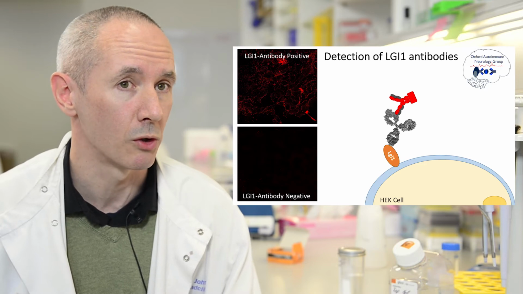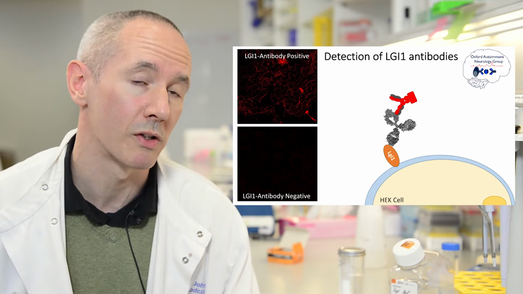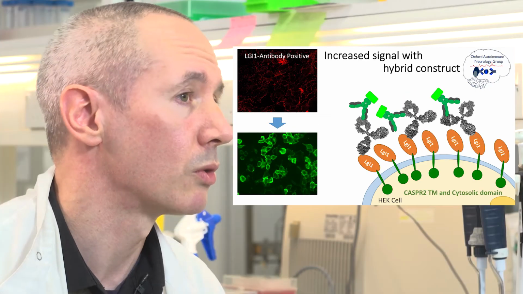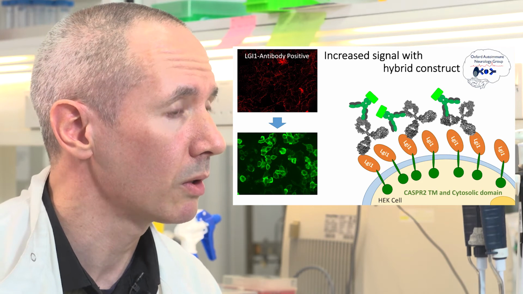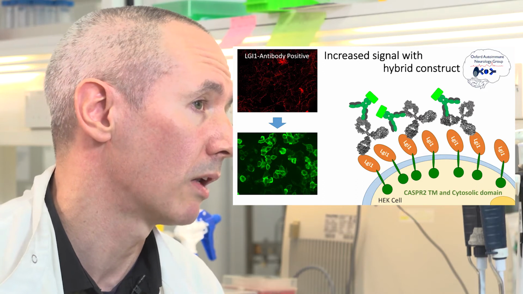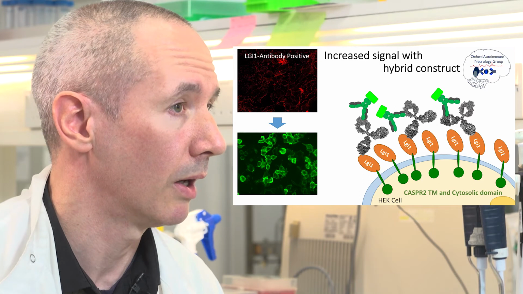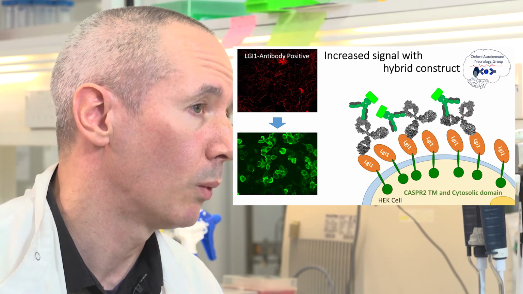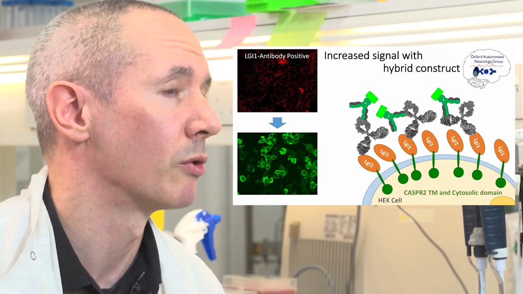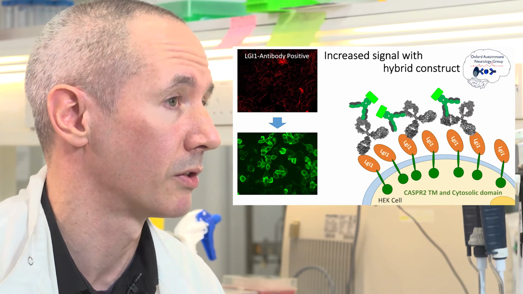And when we looked down the microscope, we could see very, very delicate punctae on the surface of all cells on the cover slip. So we modified the test. We took another protein that we have in the lab, Caspr2, and we made a construct with the extracellular portion of LGI1 and the transmembrane domain of Caspr2 and the cytosolic domain. When we expressed this on the cells, there was a much greater surface expression of LGI1 and therefore increased the signal of the test.